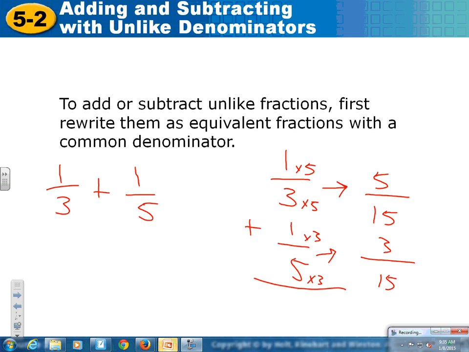I know that you guys have done this before, and I know that this is pretty much a review for you. Okay? But it's been a while since you've done it, so bear with me for a little bit. Then we just add this. 5 plus, our answer is going to be something over 15. 5 plus 3 is 8. 8 over 15. And that's exactly what the answer would be.